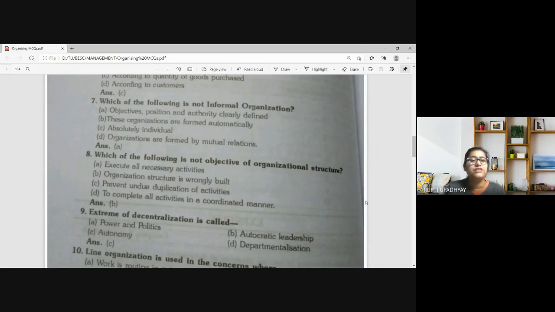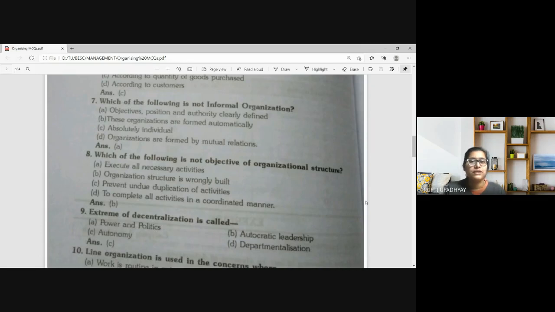Next question. Which of the following is not an objective of organization structure? A. Execute all necessary activities. B. Organization structure is wrongly built. C. Prevent undue duplication of activities. And D. To complete all activities in a coordinated manner.